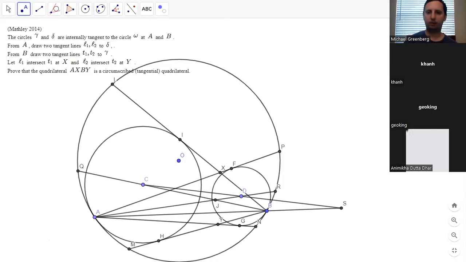So what I was thinking, from what GEO King wrote, that's the same as showing that XI minus XF equals YH minus YG. But XF squared is the power of X with respect to this circle, and XI squared is the power of X with respect to this one. So maybe we could use Casey's theorem, because we might be able to get XI squared minus XF squared, and then factor it. Yeah, I'm not sure.